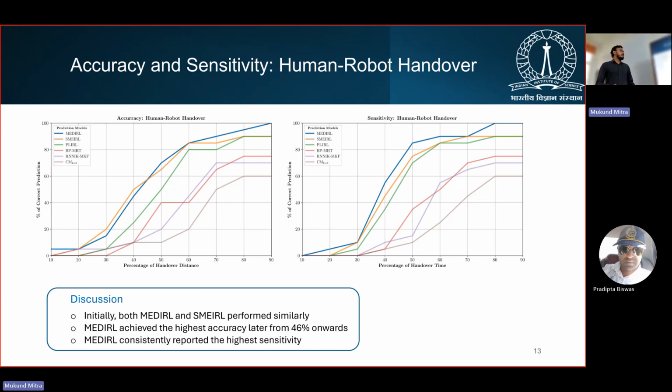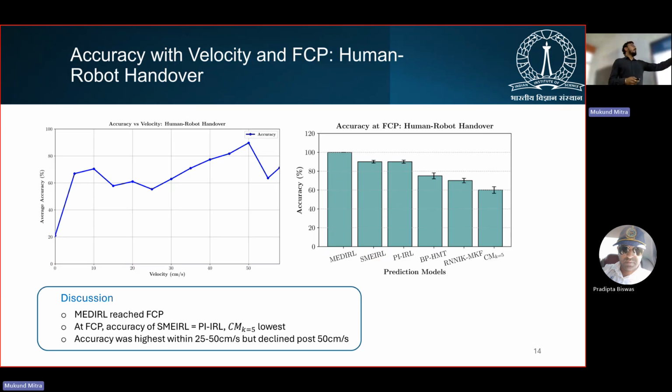So this is the result. We see that initially both MADRL and SMARL performed similarly, but later on MADRL achieved higher accuracy till around 45 to 46% of the input. Also, MADRL reaches FCP at around 80 to 90% of the task. From the FCP plot, it is more clear. At the FCP of MADRL, we see that the accuracy of SMARL is almost similar to that of PIRL, that is path integral inverse reinforcement learning.